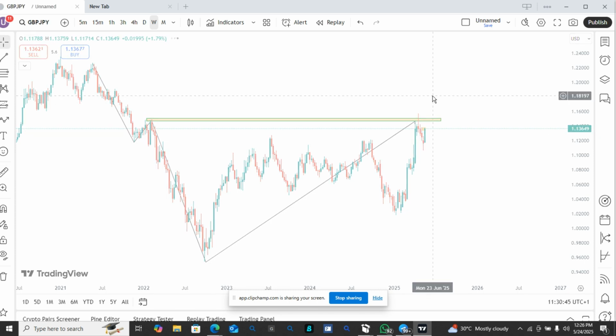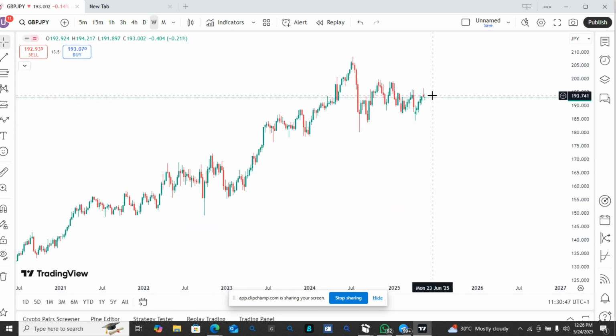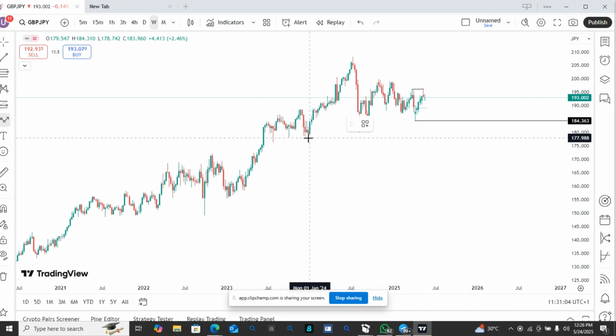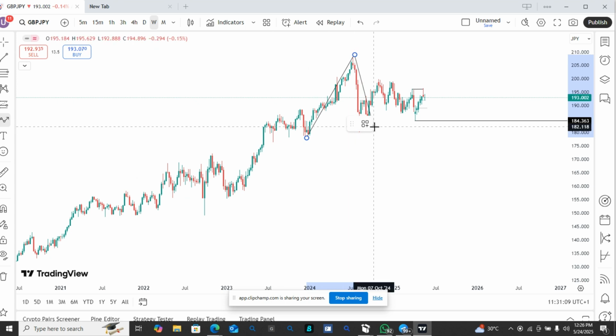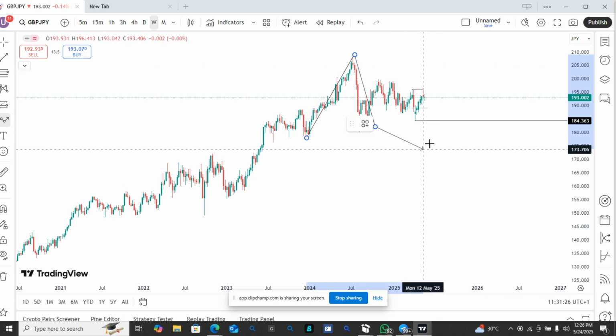So next pair on the list is GBPJPY. On the weekly time frame, we are still bullish. Higher high, higher low. Okay. After creating this high and low, price is moving sideways. You can see it. We neither break above nor close below. So let's see how we can take this sideways movement on the daily time frame. Let's go and look for a clearer vision on the daily time frame.